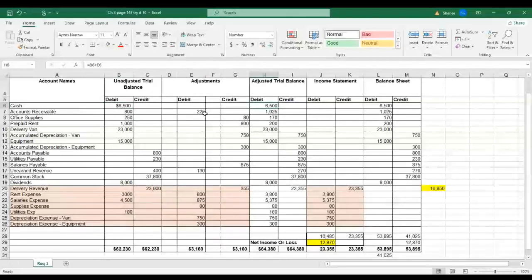Accounts receivable, we had a debit for $225. We started with a debit of $800. We had another debit of $225, so we're going to add those together, and that gives us $1,025 that we now have in our debit column.